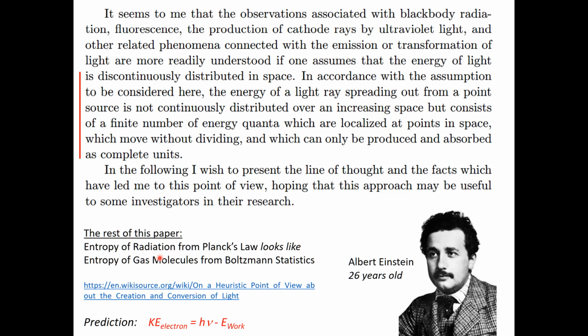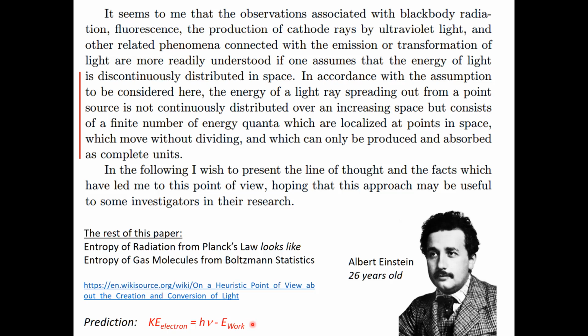And so anyway, if you want to read through the rest of the paper, it's a wonderful paper. And at the end of the paper, Einstein makes a very bold prediction, which is that the kinetic energy of an electron is the incoming photon's energy, h nu, minus something called the work function, which is how much energy it takes to extract an electron from a particular metal.